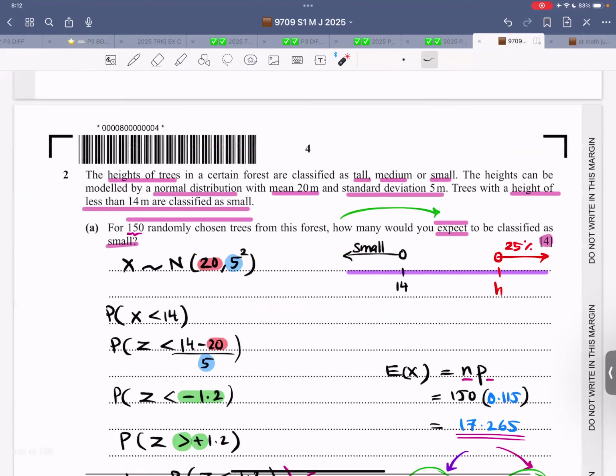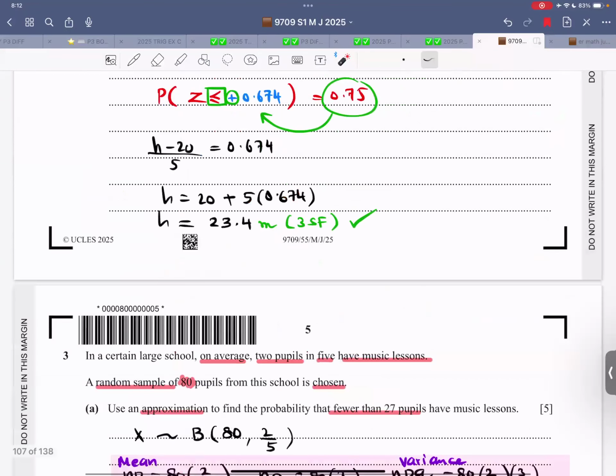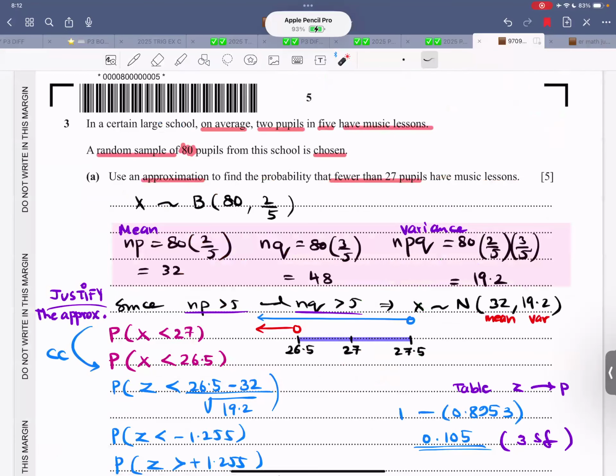Let's talk about this normal distribution first. That is the normal approximation, and then another question of normal distribution. So now over here, let's have a look. It says in a certain large school, on average, 2 pupils in 5 have music lesson. A random sample of 80 pupils from the school is chosen. Use an approximation, find the probability fewer than 27 people have music lesson.